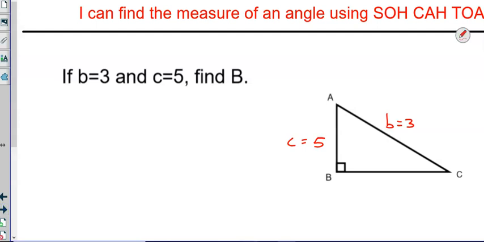Okay, before you start going crazy with this one, take a look at it. It kind of doesn't make sense. Not kind of. It doesn't make sense. So they're telling us right now that this side right here, which is the hypotenuse, is 3, and then they're telling us that this leg here is 5. That is not possible. It is not possible that the hypotenuse is actually shorter than a leg.